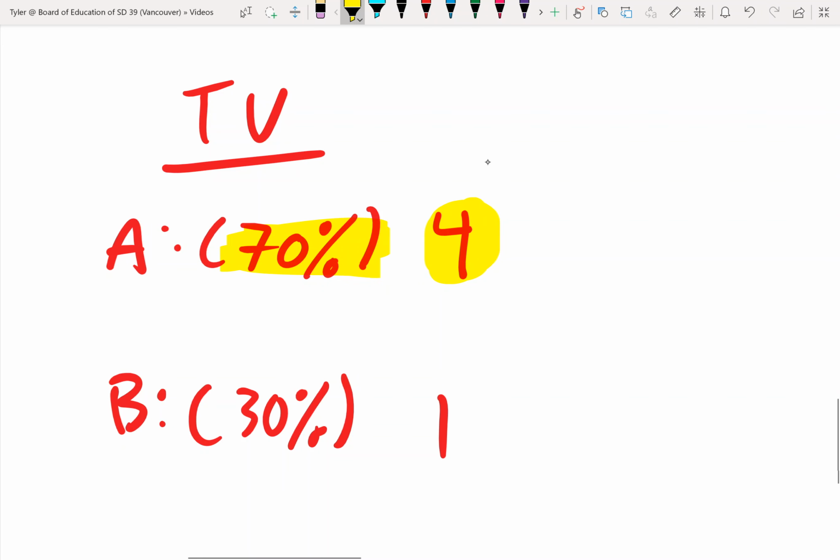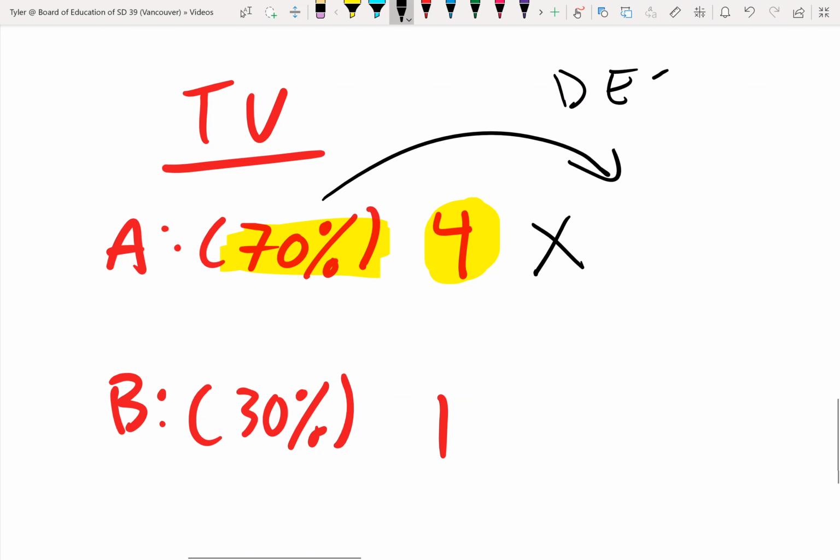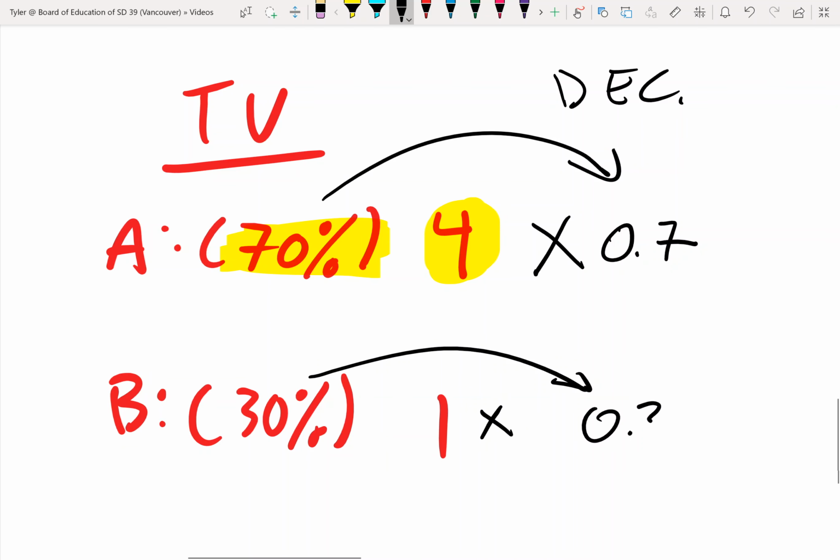So what we're going to do is take this number and multiply it by the percentage. We have to change this to a decimal because your calculator doesn't have percent. So we're going to write 0.7. And then we're going to take this and multiply it by 0.3. When we do that, we'll get new numbers.